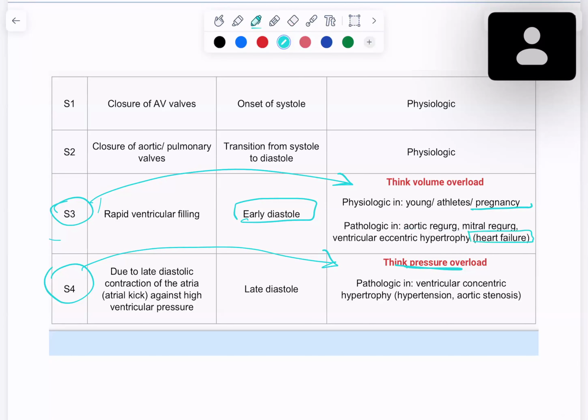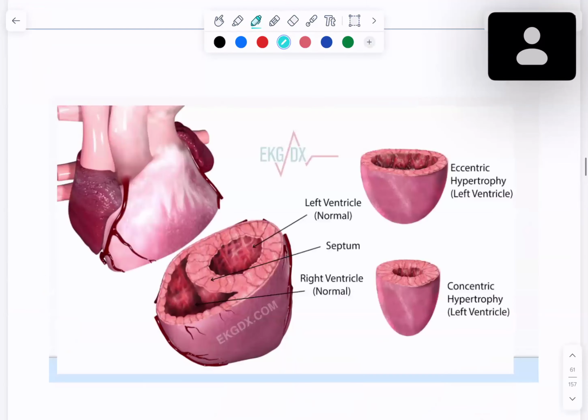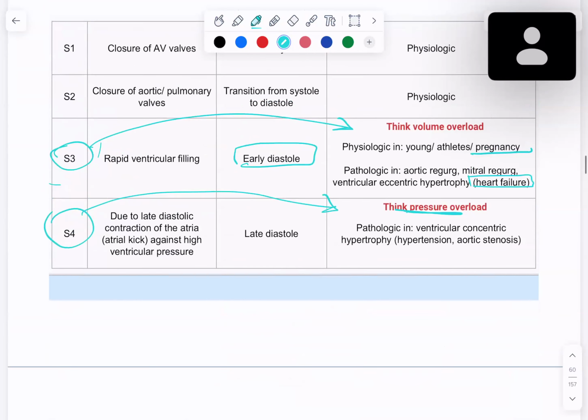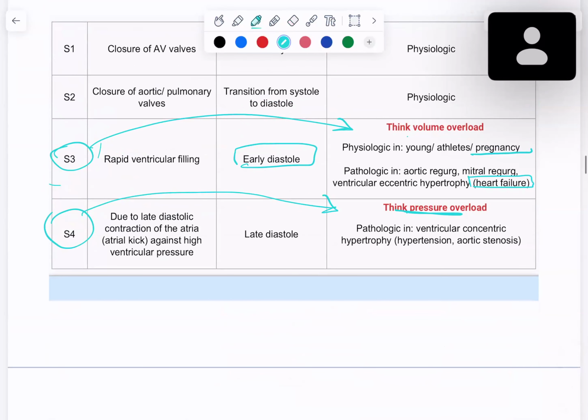Why heart failure? Because as we said, the heart as a pump is not working so well, and so the blood in the heart will not leave as well. The cardiac output will decrease. There will be an increase of blood in the heart, causing the heart to become dilated like this, having eccentric hypertrophy, because there's so much blood in it that it's making it more dilated. And so this will be producing an S3 murmur.